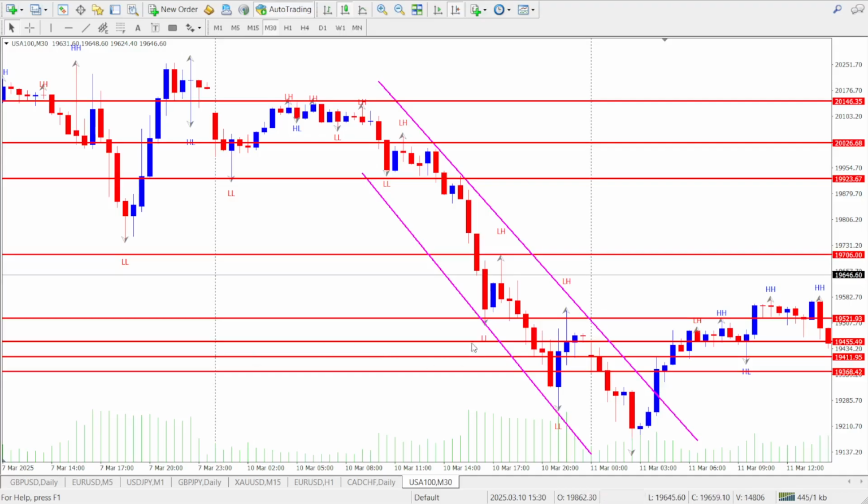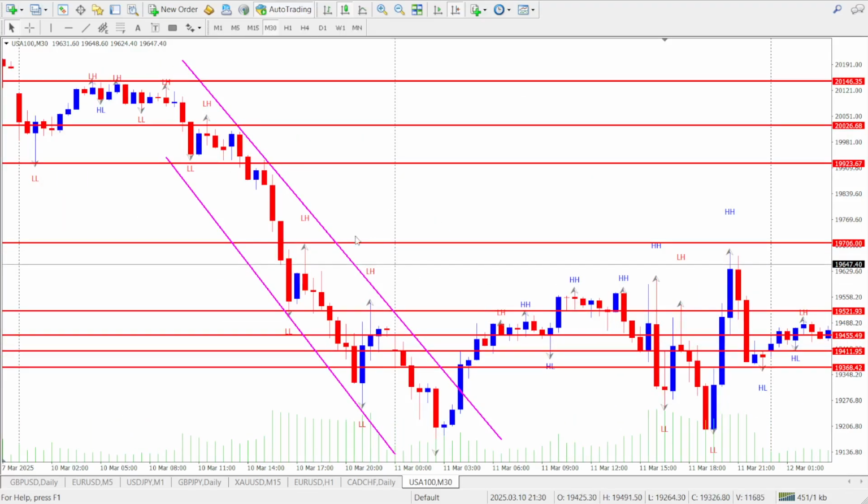So when you apply the best higher high, lower low indicator, you'll see that the chart automatically highlights those higher highs and higher lows, and lower highs and lower lows, right? This makes it incredibly easy to see whether the market is trending upwards or downwards at any given moment.